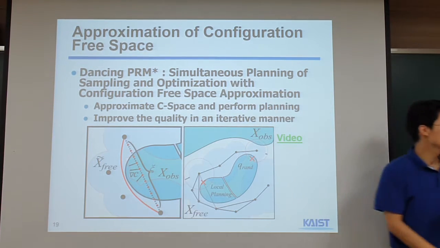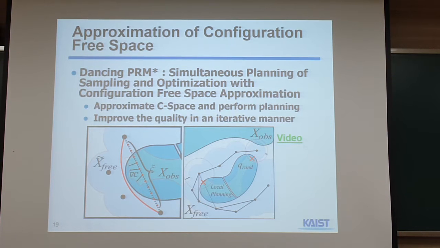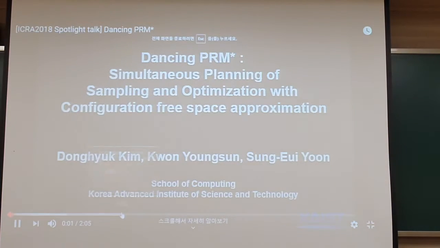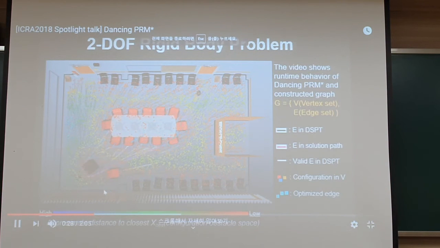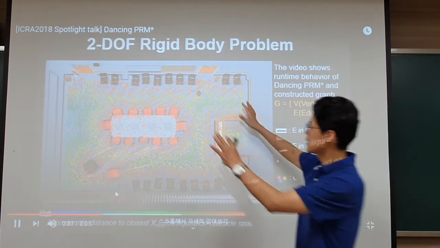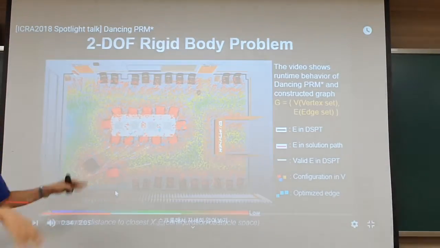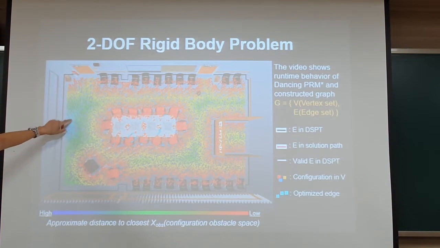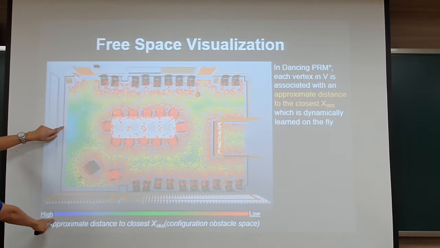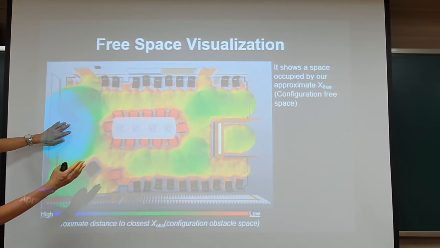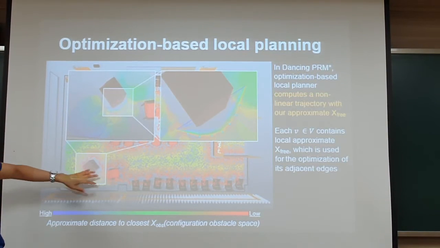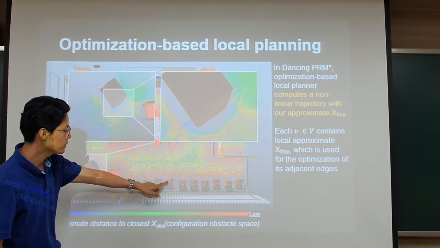Let me show you this video a little bit. Okay, so here we generate a lot of samples, so that we can see what the obstacle space or free space is, and the samples come with color. Basically, this color indicates the distance to the closest obstacle. So this means a wide empty area, and the red one is very close to an obstacle.